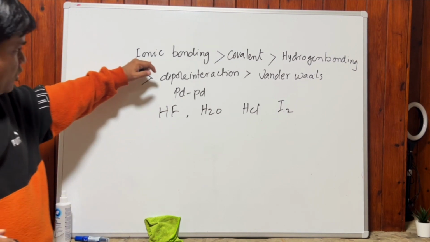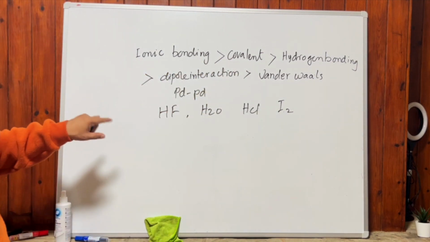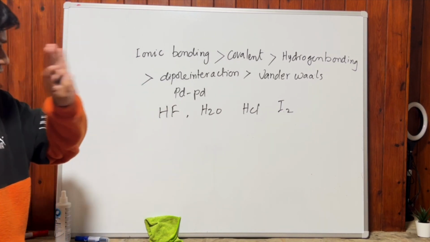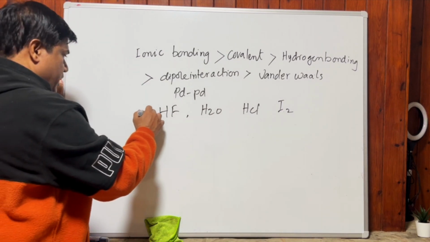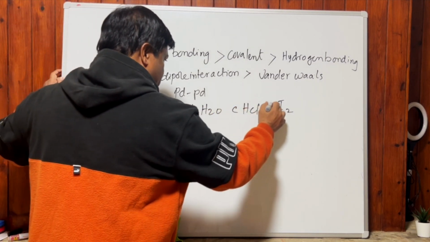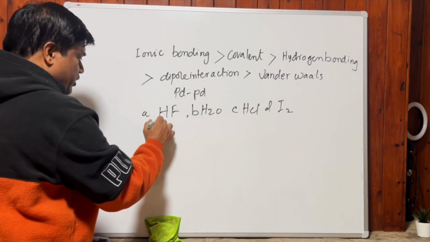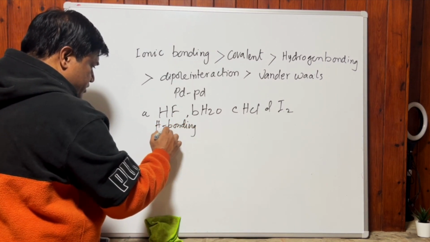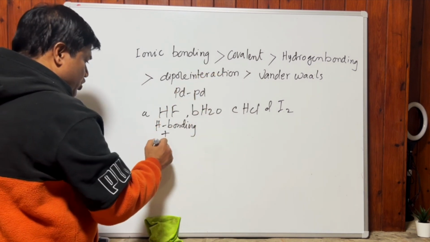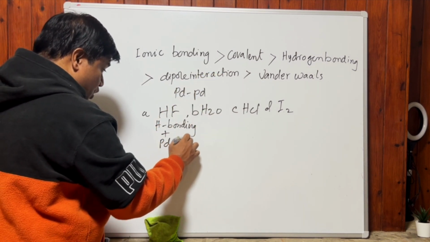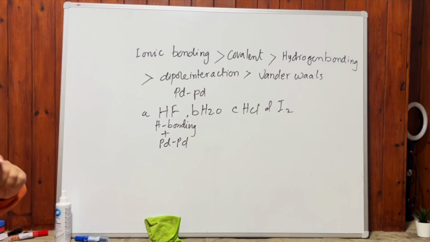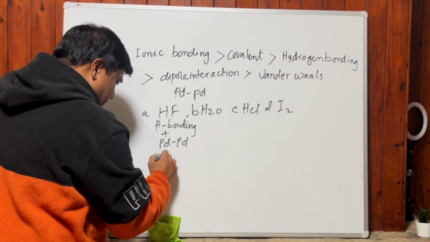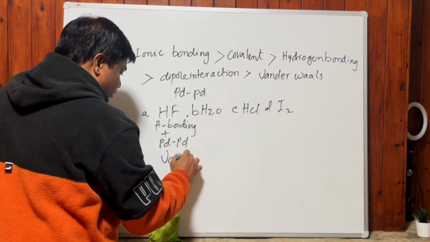We are not talking about ionic bonding and covalent bonding. So look at the question. Predict the type of intermolecular force of attraction among all these molecules. This is A, B, C, D. HF has hydrogen bonding, plus, because it's a polar molecule, PD. And I told you every molecule should have van der Waals force of attraction, so it has van der Waals force.